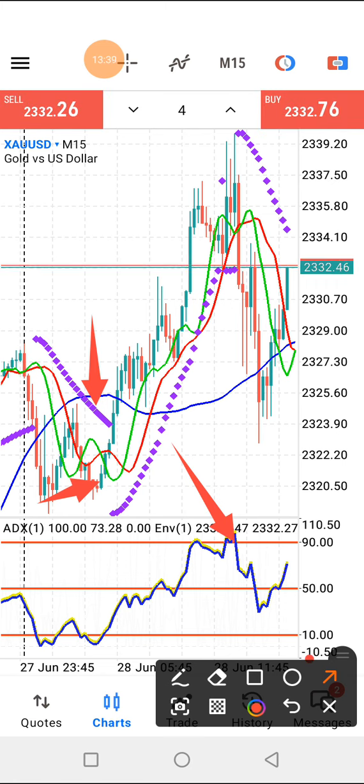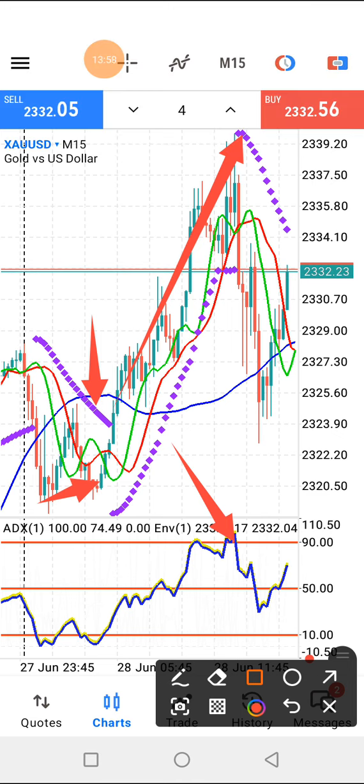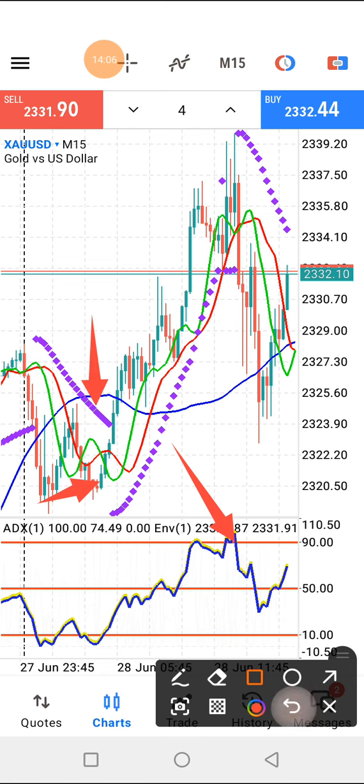If you are taking that buy, you will have taken many pips before price starts going against you. Immediately price closes below the red line, then you opt out immediately. Not just because of that alone. Also, when you notice this cross here, that is when you opt out from the market totally. So this is how the strategy works.